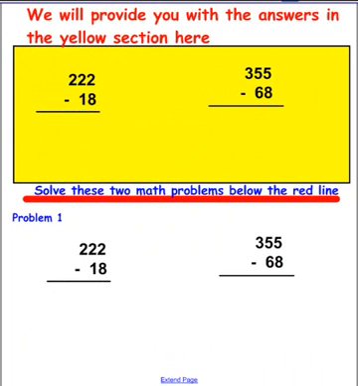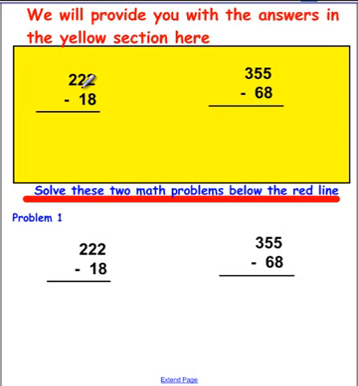Lesson 2, Problem 1. You'll notice at the bottom of the screen we have two math problems for regrouping. 222 minus 18, and the second one is 355 minus 68. We have also provided the same numbers above. The reason for that is when you do the problems below and place the pen in the tray, we will repeat the same two problems, so we have checking above. Please pick up a pen and finish the two problems below.